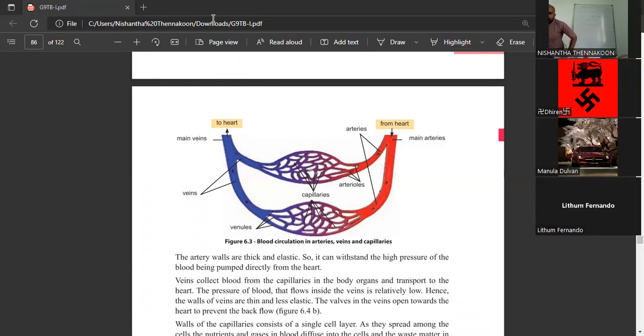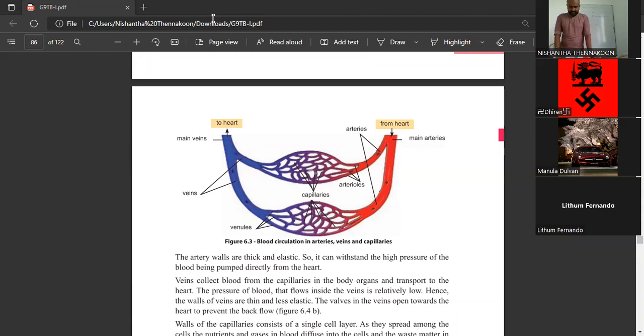So that was about the three types of blood vessels, arteries, veins, and capillaries. And finally, you did the capillary bed. It shows how an organ is covered by the network of blood capillaries. Blood becomes a medium here.